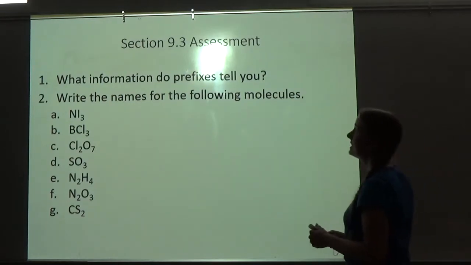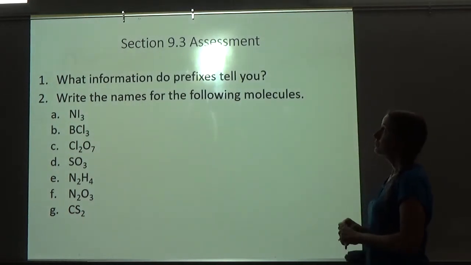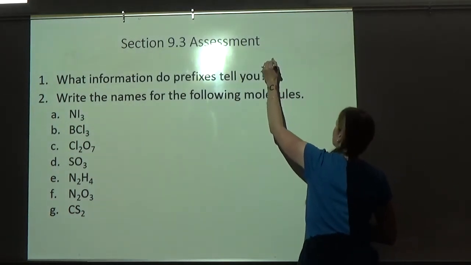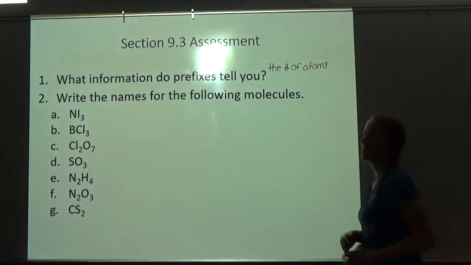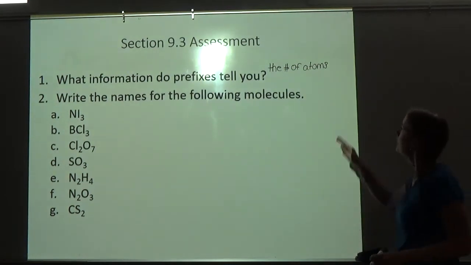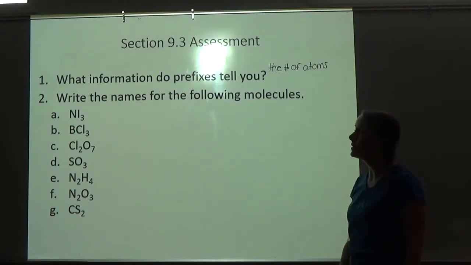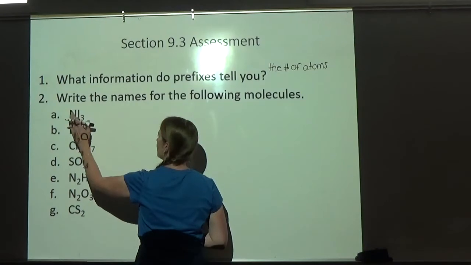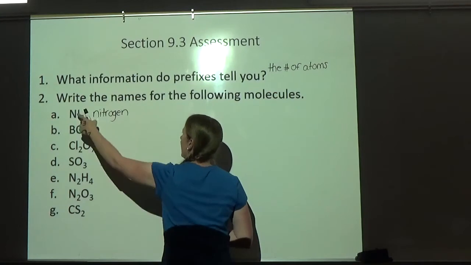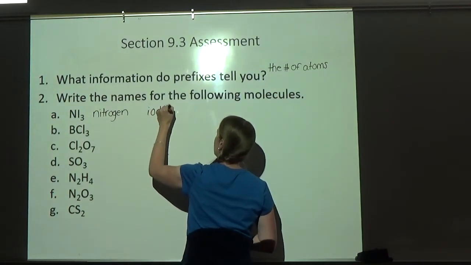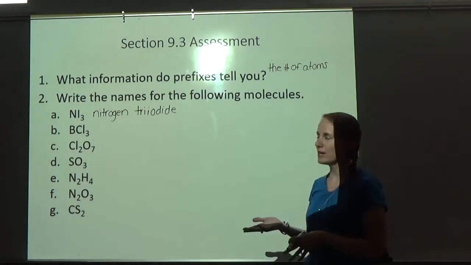So let's knock out our section assessment. See, I told you this video is much shorter than the chapter 8 ones. So what information do prefixes tell you? Well, they tell you the number of atoms. So if it says diphosphorus, I know there's 2 phosphorus atoms. All right, so it says write the name for the following molecules. So we have NI3. N is nitrogen, no prefix needed for the first element if it doesn't have a subscript. I is iodide, and 3 is tri. So it's nitrogen triiodide.